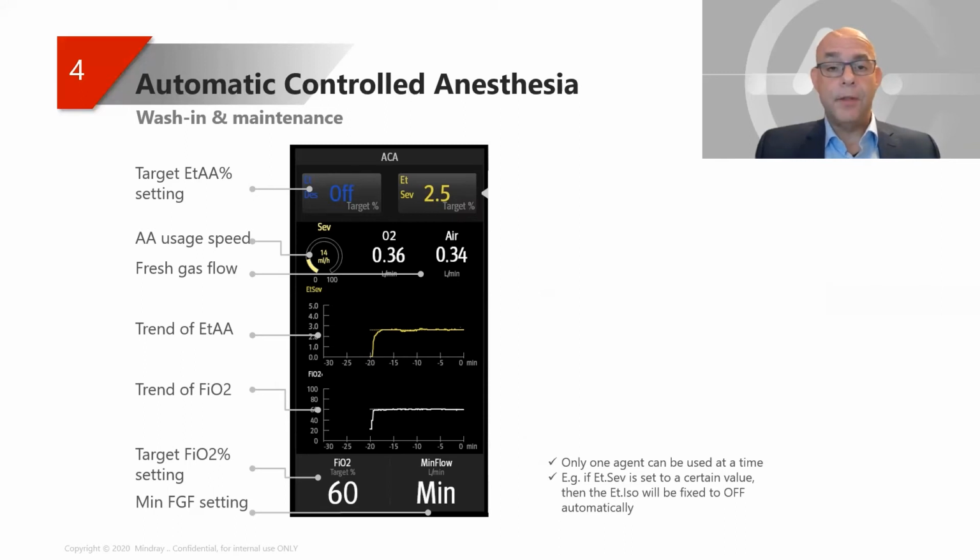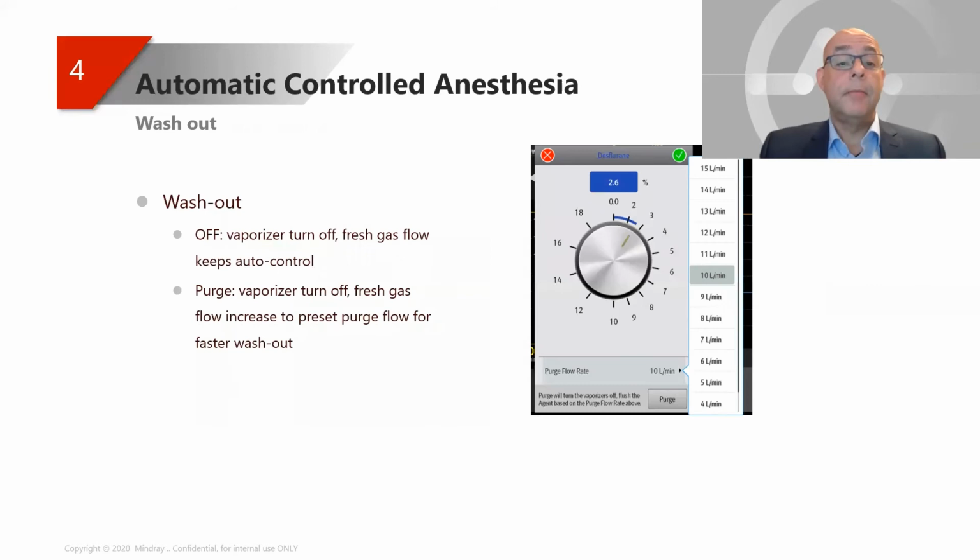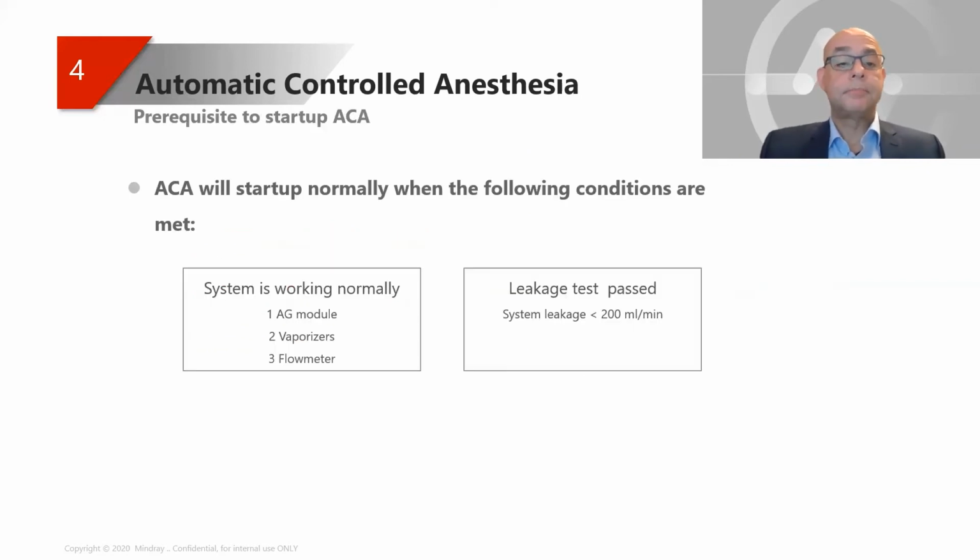You can also choose a fixed flow, but to have the control, of course, by the device itself will help you lessen the adjustments needed. So to wash out, we have two possibilities. One is to turn the vaporizer off, and the fresh gas flow keeps on auto control, so it will be automatically adjusted. And so you have the coasting out of the anesthetic agent. Now, purging the vaporizer: turn it off, and then to purge, we have different kinds of flows directly settable. So you can set it like 10 liters, and the flow will increase to purge for faster washout.